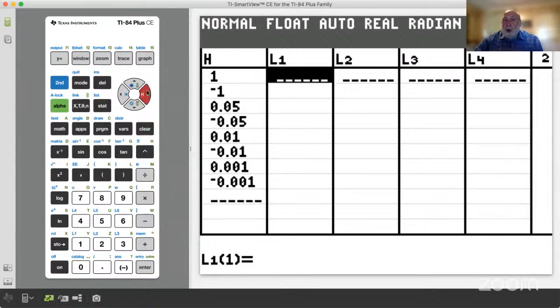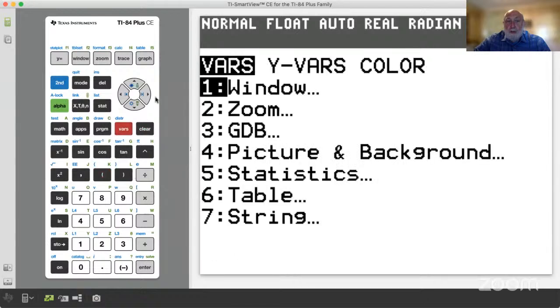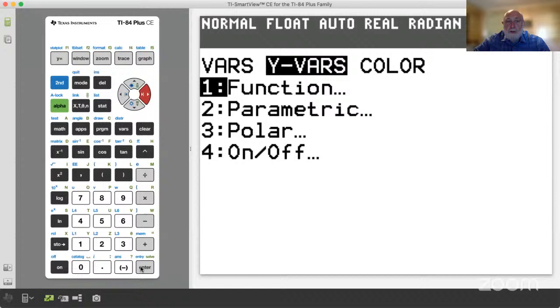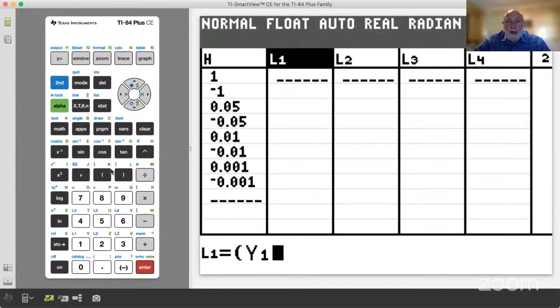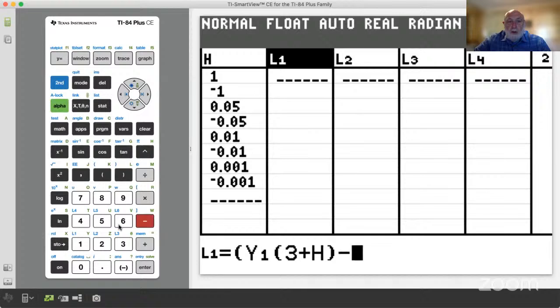And now I'm going to go over to list L1. I'll go up to the header, and I'm going to define my difference quotient in L1. Now remember, we've got our function in Y1. So what I'm going to do is build a difference quotient here. Let me pull up y1. I go to my y variables, there's function y1. And I think we were evaluating at 3, plus h. And then we're taking a difference between that and just plain old y1 of 3.